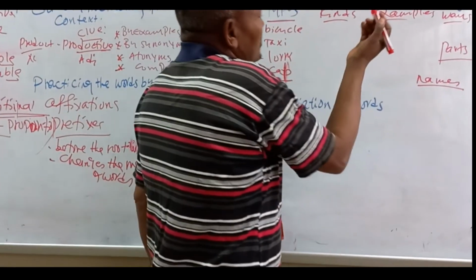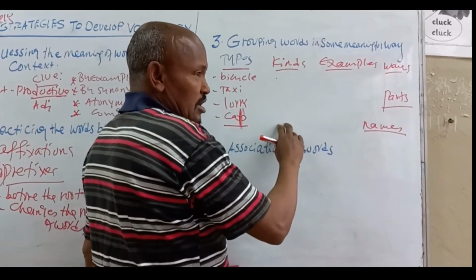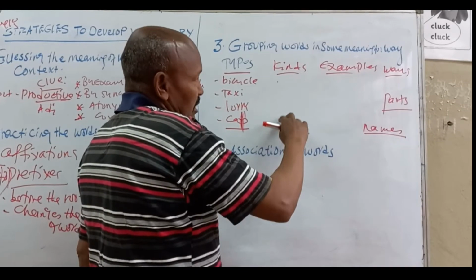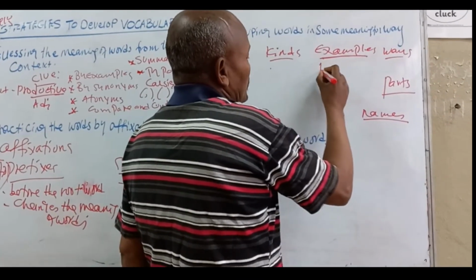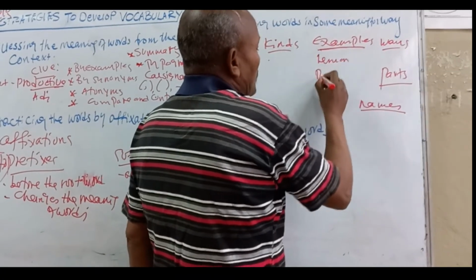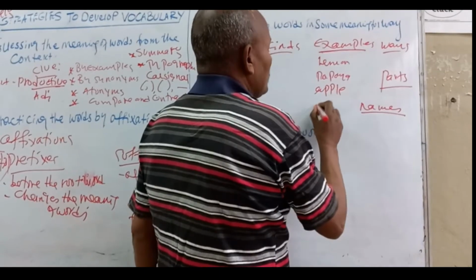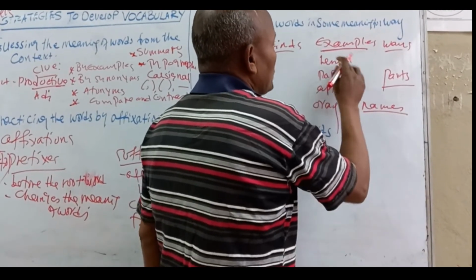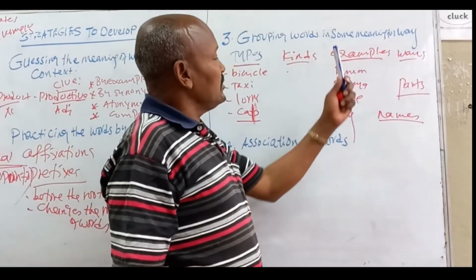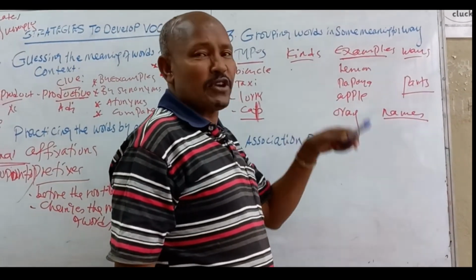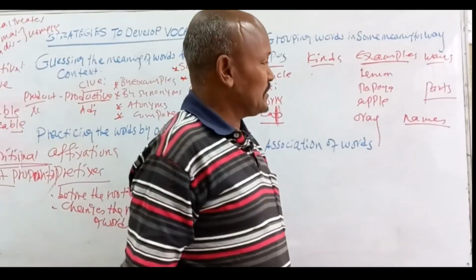Kinds means you have to list some words which are grouped under kinds. And then examples. Here is fruit, for example: lemon, papaya, apple, and orange. So these are examples of fruits. Examples are one way of grouping words. So we have to have this strategy.